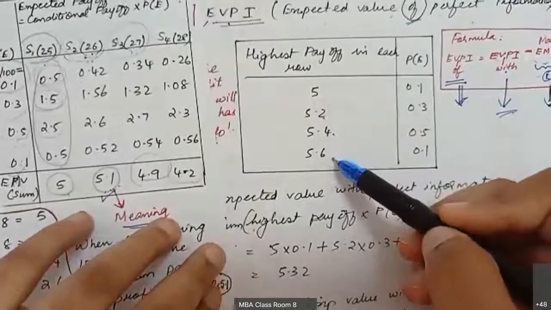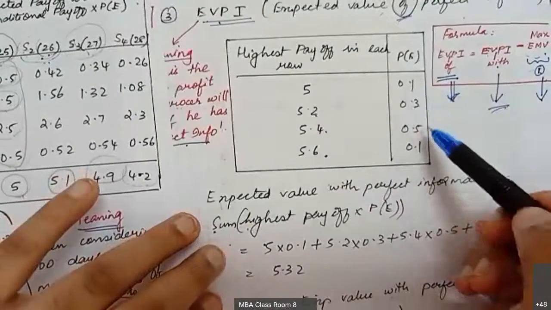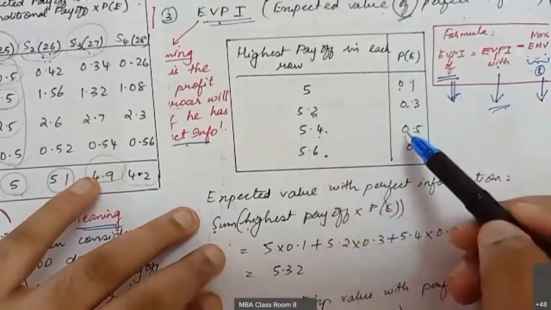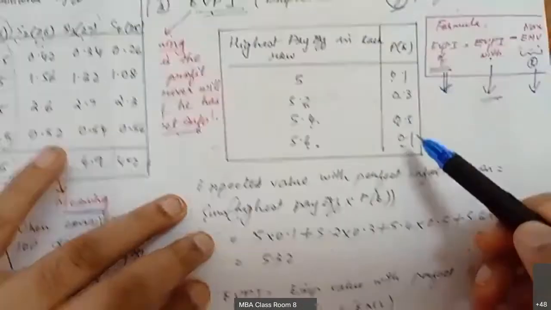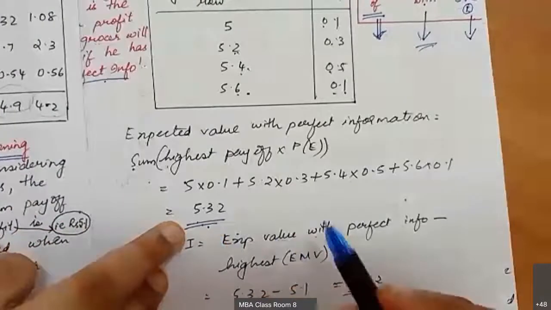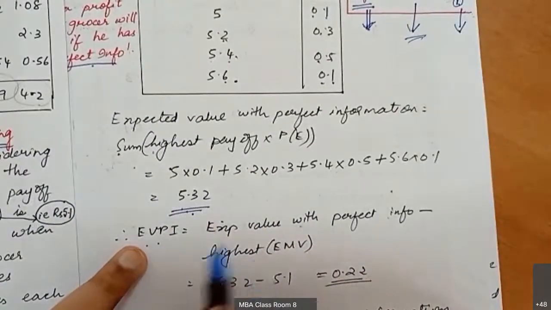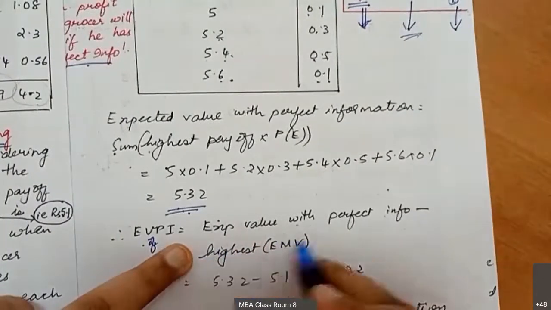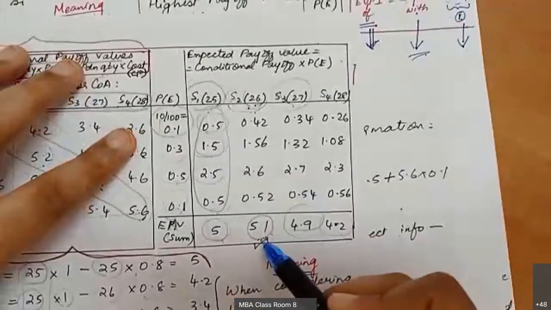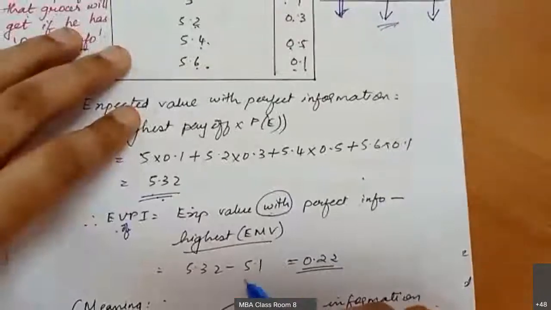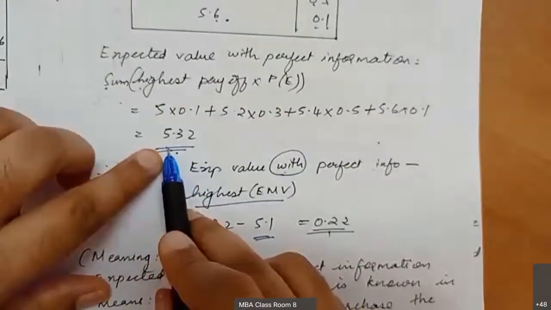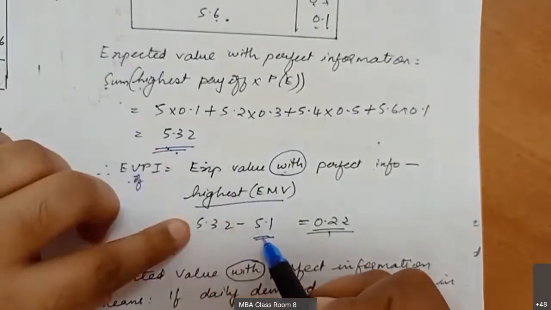For each of these situations to arise, what is the probability? 0.1, 0.3, 0.5 and 0.1. Multiply: 5 into 0.1 plus 5.2 into 0.3 plus 5.4 into 0.5 plus 5.6 into 0.1. You will get the value 5.32. So this is the expected value with perfect information. Now we have to calculate expected value of perfect information, which is equal to expected value with perfect information minus highest EMV. Highest EMV we have already calculated in our first question; it was 5.1. So subtract 5.32 minus 5.1, and you will get 0.22.